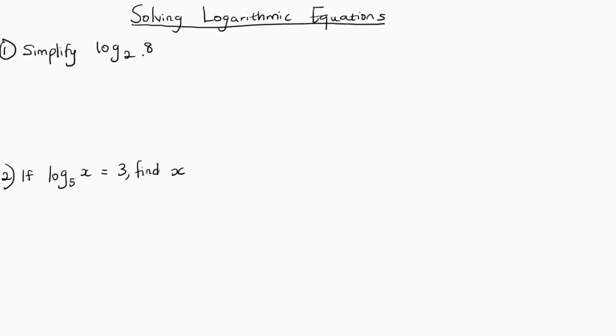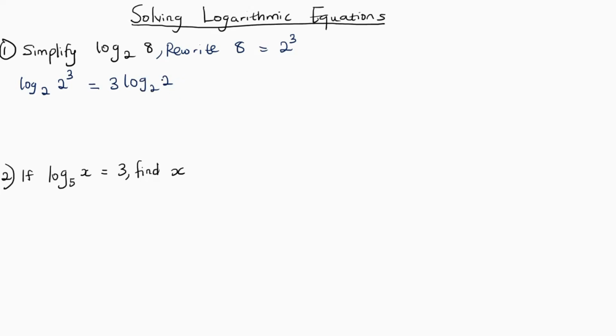Now all you want to do, the first thing guys, is to simply rewrite 8 as a power of 2, since the base here is 2. So we can easily rewrite 8 to be 2 raised to the power of 3. Once we do that, we can rewrite this question to be log 2 of 2 raised to the power of 3. Now applying the properties of logarithm, this is going to become 3 log 2 of 2.